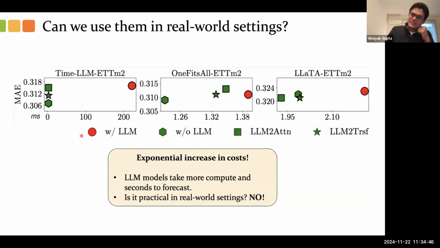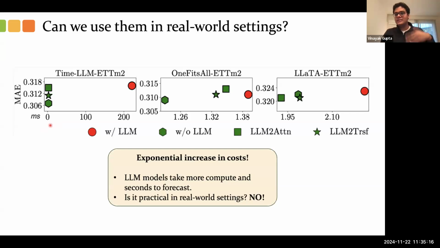Now let's ask a question. Can we use these huge, humongous models with so many GPUs and months of training in real world settings? In this figure, on the y-axis you have mean absolute error, basically the difference between the forecasted time and the true time. So what is the error of forecasting? And on the x-axis, we have the time it takes for inference.